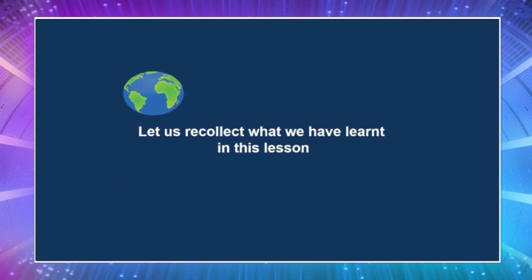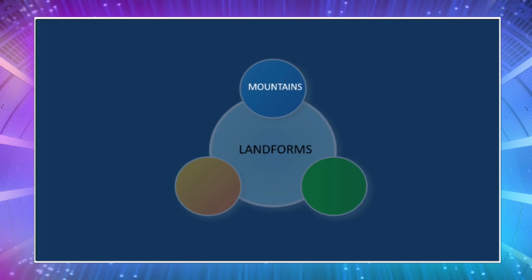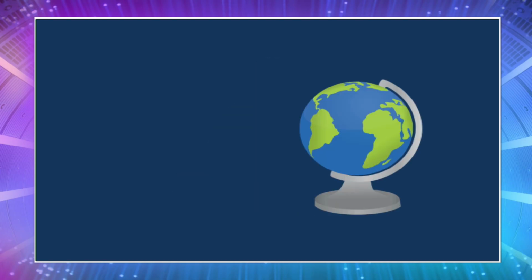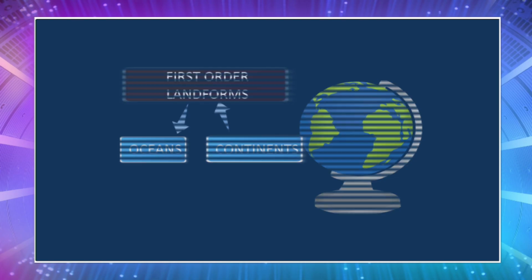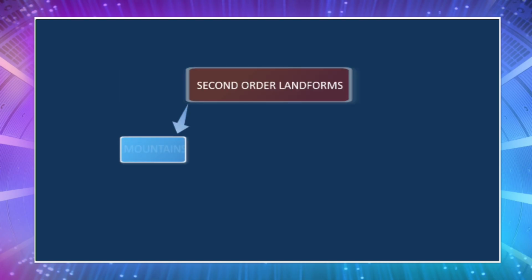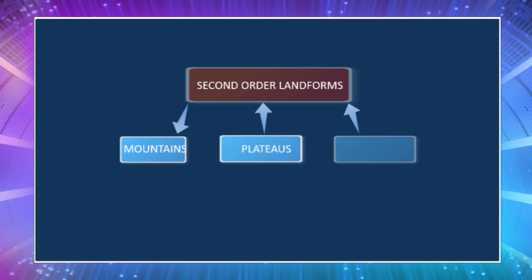Let us recollect what we have learnt in this lesson. Children, now let us learn about the different landforms. Children, observe the first order landforms in this flow chart. Children, observe the first order landforms in this image. Oceans and continents are the first order landforms. Second order landforms are mountains, plains and plateaus.